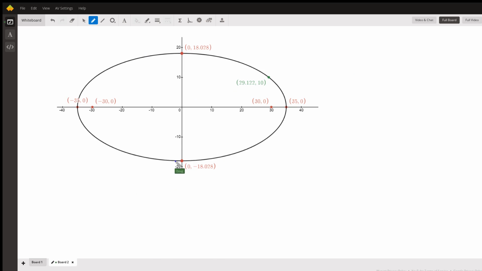Here's an actual picture of the ellipse. There are the vertices, there are the foci, and there is the maximum height of the ellipse, 18.025. And here's the x coordinate that produces a y value of 10. The arch is 10 feet high when x is approximately 29.122.